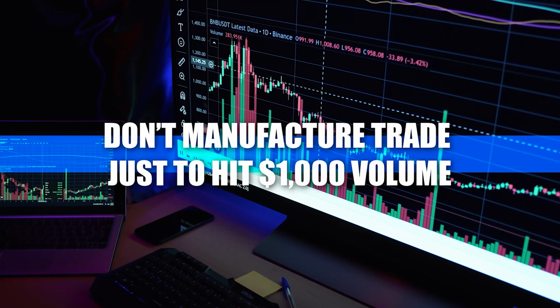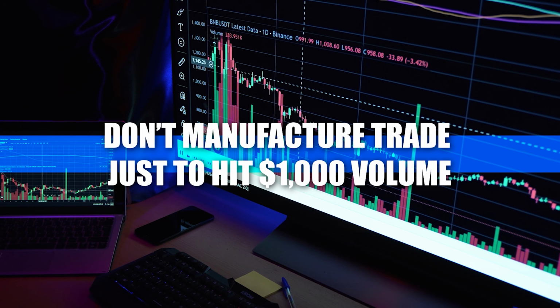But remember what I said earlier, don't manufacture trades just to hit $1,000 volume. If you are already planning to take a trade and understand futures, then you can look at whether the campaign makes sense to you. But if you have never traded futures before, a $20 promotion is not the reason for you to start taking leveraged trades.